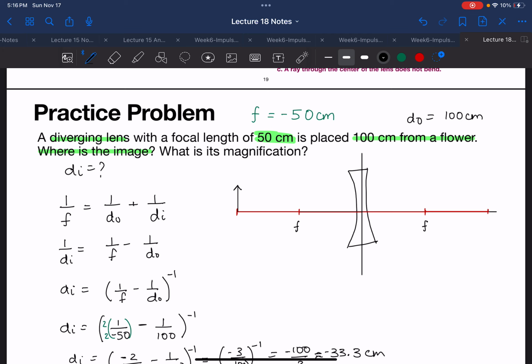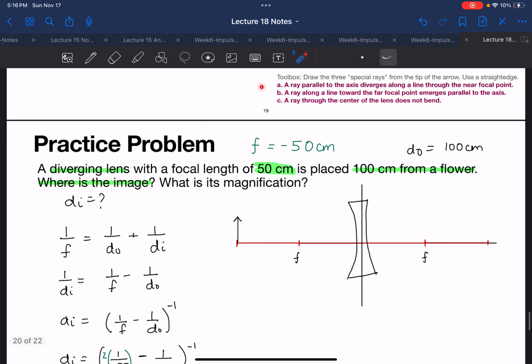And now, as I'm drawing my ray diagram, I'm going to practice these three rays. So first, a ray that's parallel and then diverges along the near focal point. So let's start with that. We have our parallel line, and then that ray is going to have to diverge and follow basically this line. So it diverges and follows this line. Great, so incoming, outgoing.